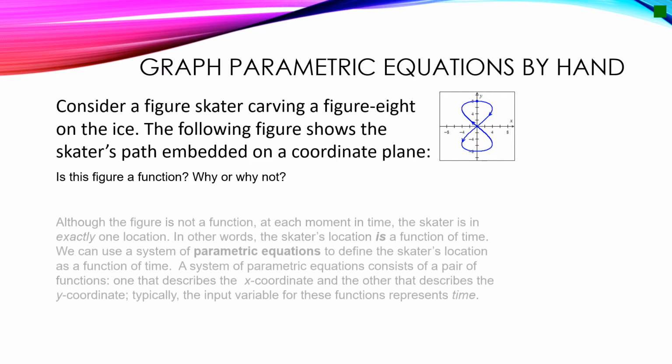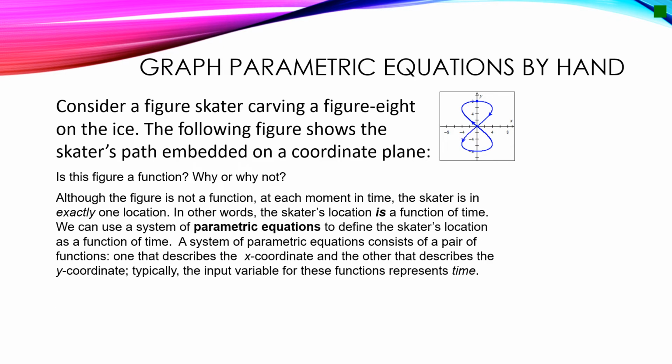Why or why not? Although the figure is not a function, because it fails the vertical line test, at each moment in time, the skater is in exactly one location. In other words, the skater's location is a function of time. We can use a system of parametric equations to define the skater's location as a function of time.